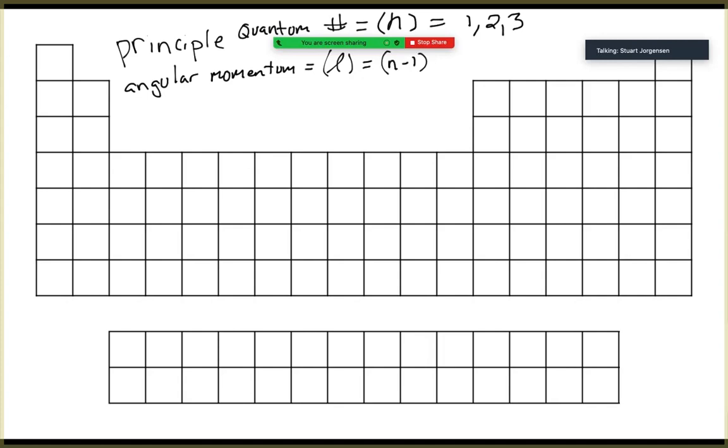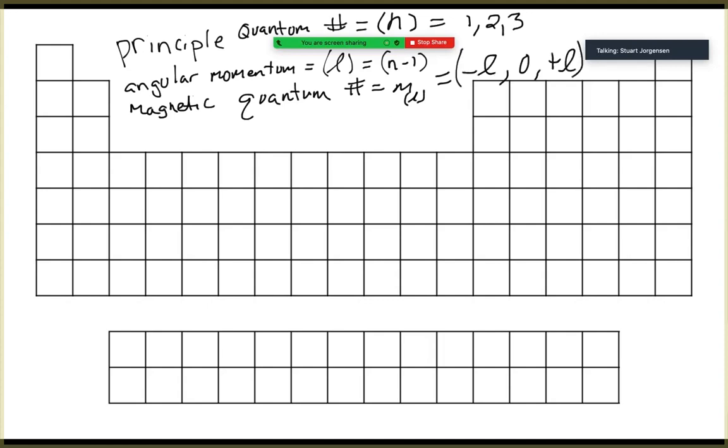Our third quantum number value is our magnetic quantum number. And that gets the symbol m sub l. The reason we do m sub l is because it's going to be your l value from negative to positive value. So that's going to be negative l, including 0, to positive l. And really, this is describing which specific orbital our electron might be found in.